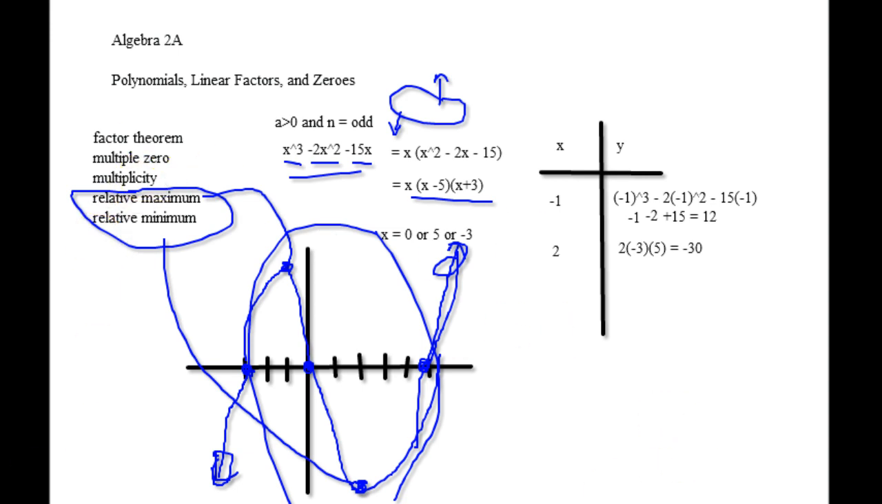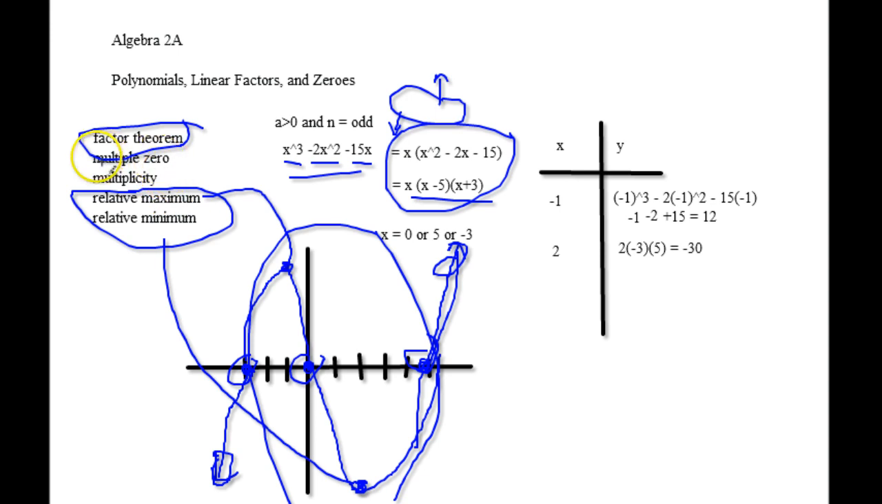Now, the factor theorem is this one right here. The factor theorem we've actually done. The factor theorem is where you find the factors of a polynomial function, and you can find the zeros, or the roots, or the x-intercepts, whatever you want to call it. So the factor theorem is explaining how we got these. That's pretty cool right there.